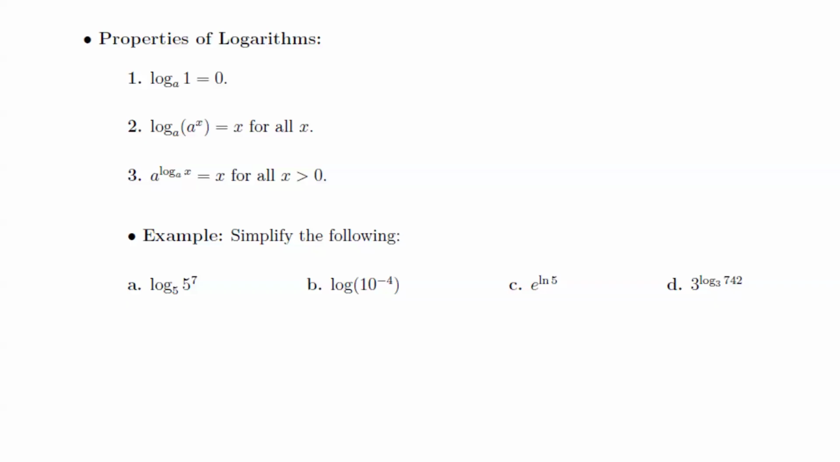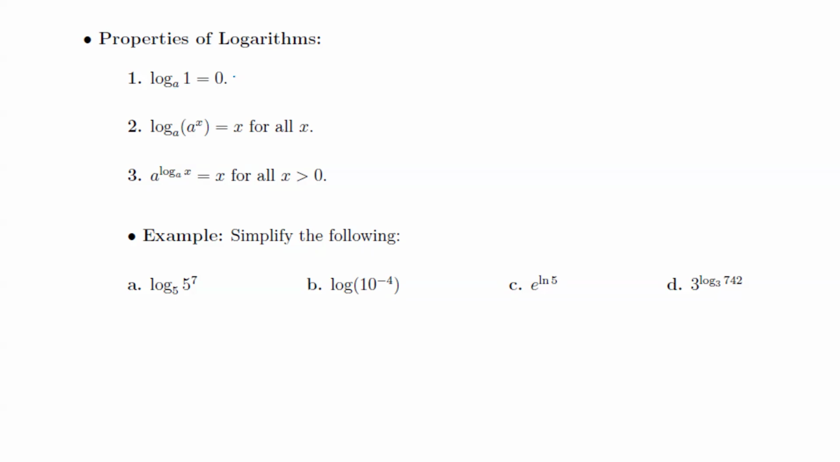In this video, we're going to look at some properties that logarithms have that we're going to find useful as we move forward. There's three basic ones that I want to introduce to start with. The first one is the fact that if you take the log of 1, you always get 0, right?